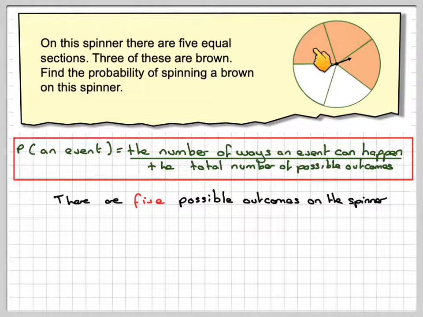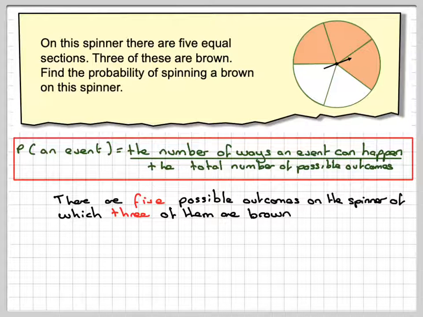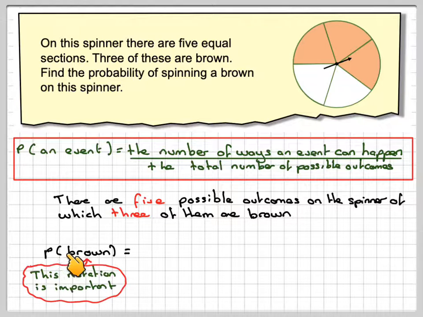Now of those 5, 1, 2, 3 of these are brown. So to find the probability of obtaining a brown when spinning the spinner, probability of brown will be equal to, and just before we move on, notice the correct notation has been used here. I'm not just going to write down the answer. Probability brackets brown is going to be equal to 3, because there are 3 ways of getting a brown out of 5 total outcomes. So the probability of a brown is 3 out of 5.